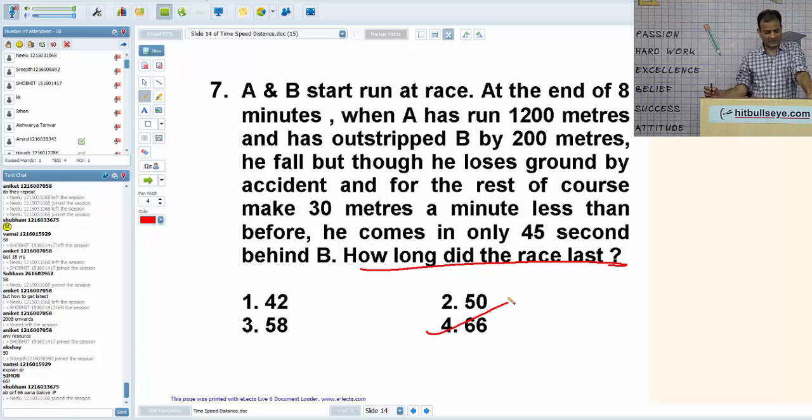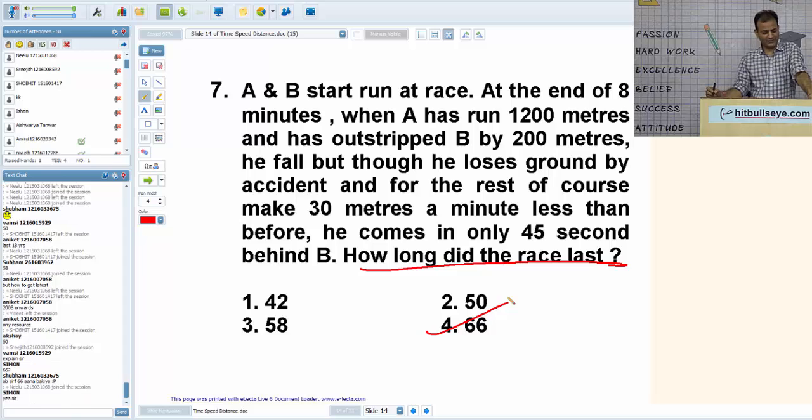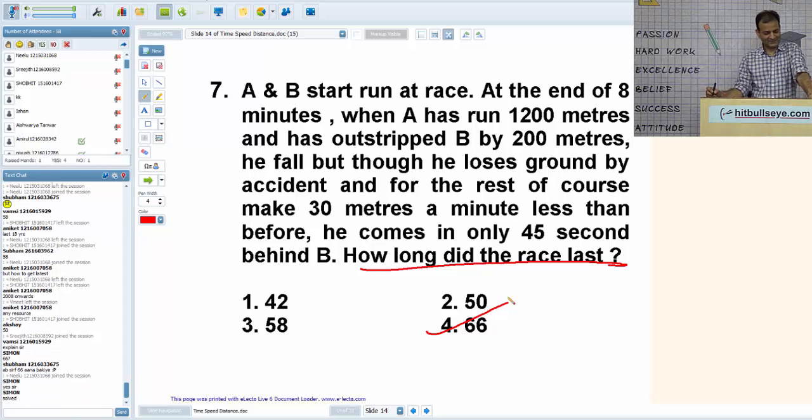66 is the right answer, Simon. Simon, did you solve it? Have you solved it, Simon, or are you just guessing? Because 42, 50, 58, 66, yeah, solved. Very good, Simon. Now just see, friends, see.